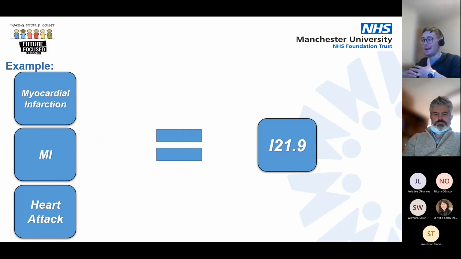What's really important about that is it makes your coded data comparable across trusts nationally, and you can also compare it internationally if another country is using the same classification. So that's what coding is, and that's why we do it, and what the outcome is at a data level.